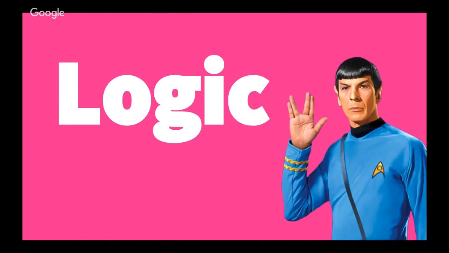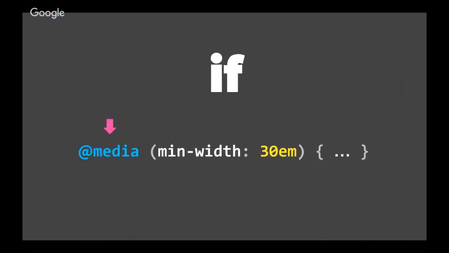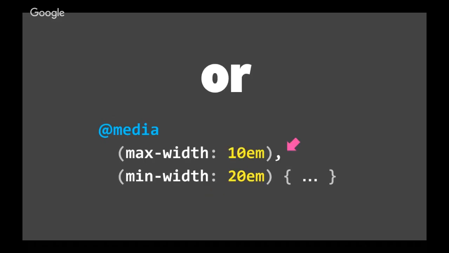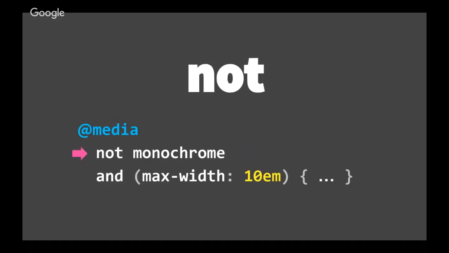Like programming languages, media queries also have logic. It's pretty basic, but you can do some powerful stuff in the right hands. The @media declaration itself is an if statement. If the browser supports an @media, do something. You can chain with and, so you can target screens with both a minimum height of 20 ems and a minimum width of 30 ems, or allows you to apply this or that, target anything with a max width of 10 ems or a minimum width of 20 ems, but nothing in between. And you could exclude with not. Target anything with a max width display of 10 ems that isn't monochrome.